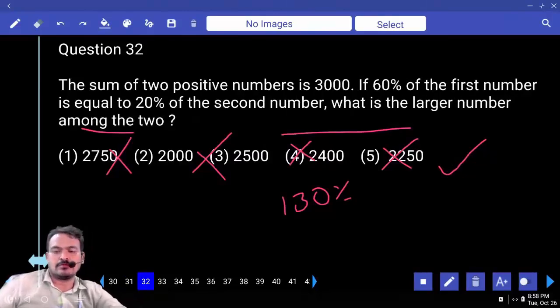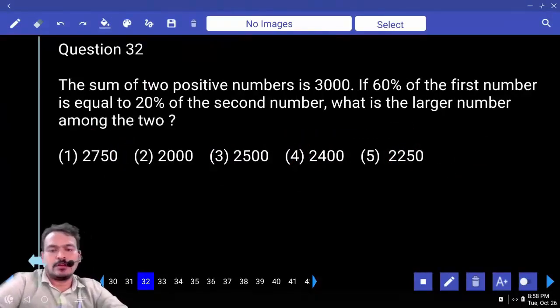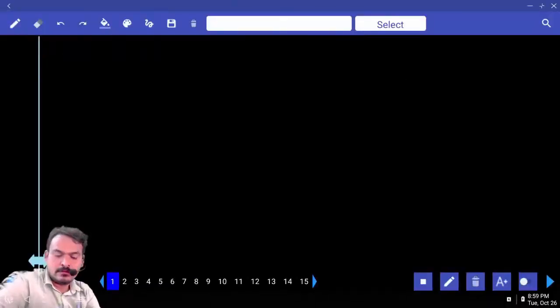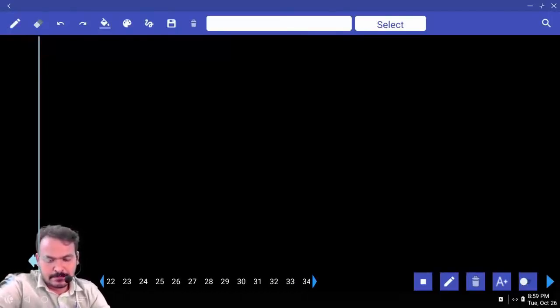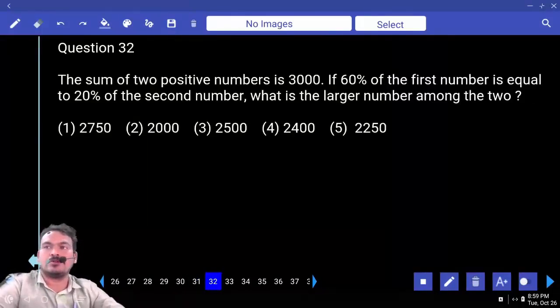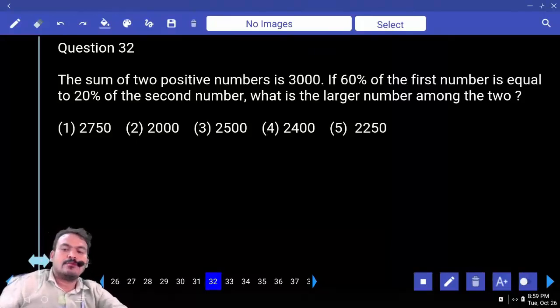Next question number 32. The sum of the two positive numbers is given 3000. If 60% of the first number is equal to the 20% of second number. What is the question here?